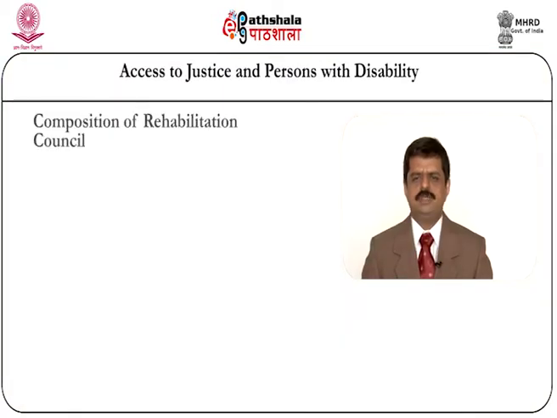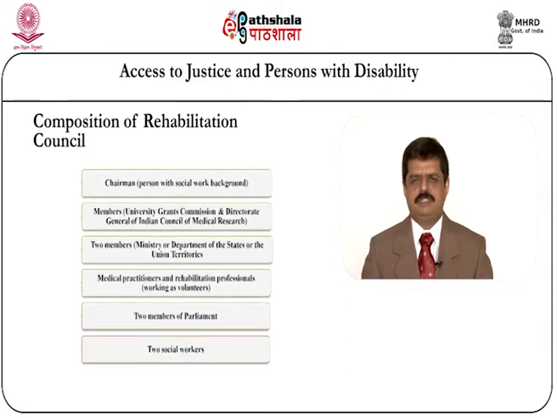This body indulges itself in training the trainers who are going to in turn empower the persons with a disability. This Rehabilitation Council indulges in various different kinds of trainings which can improve the economic condition of a person with disability. So, the Rehabilitation Council consists of a chairman with a social work background, members from various departments including UGC, Indian Council, Director General of Indian Council, Medical Research Council. So, a variety of members are included, including medical practitioners and the parliamentarians.